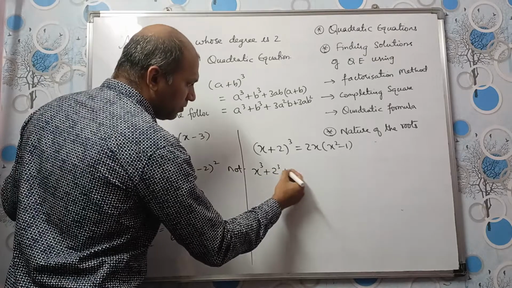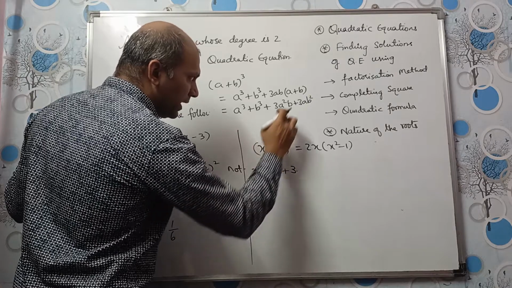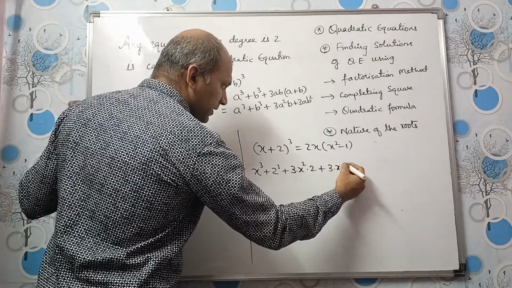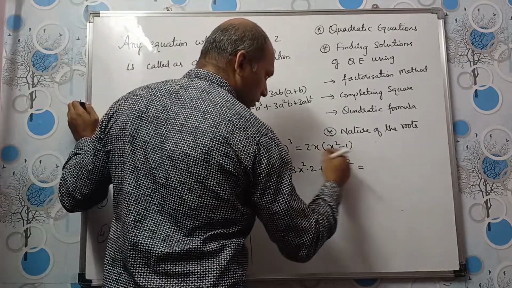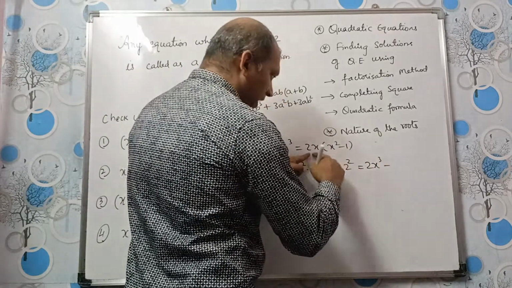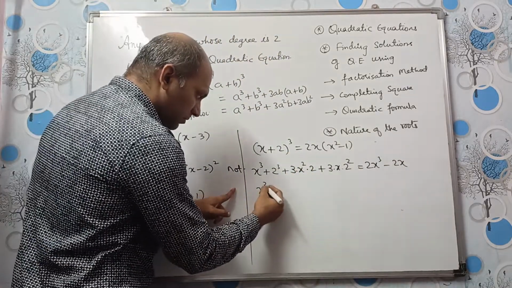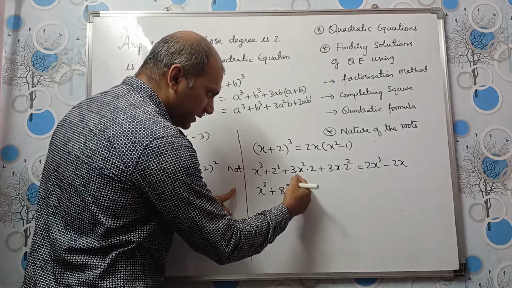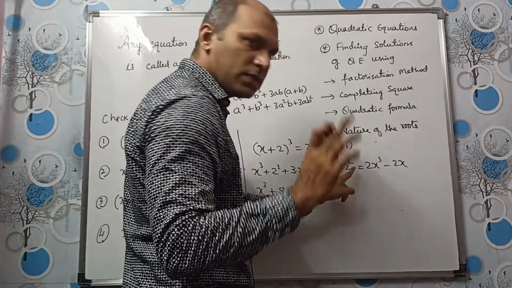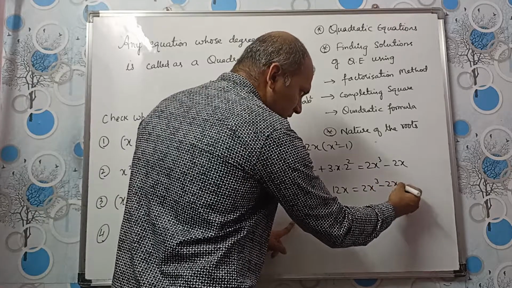x cube plus 2 cube plus, sorry, it is 3, right? 3 into x square multiplied by 2 plus 3 into x into 2 square is equal to, let us multiply the RHS. 2x into x square, 2x cube minus 2x into 1 is 2x. I hope you understood this step. Now let us simplify. x cube, 2 cube is equal to 8, right? So this is 3 twos are 6, 6x square plus 2 square is 4, 4 threes are 12. So this is 12x is equal to 2x cube minus 2x.